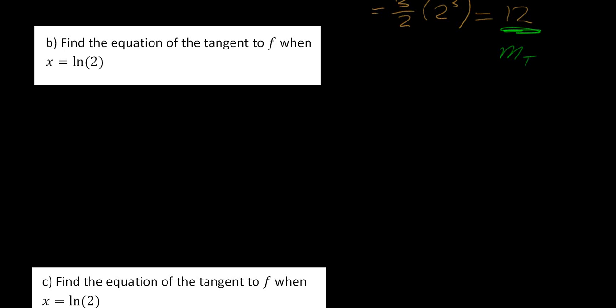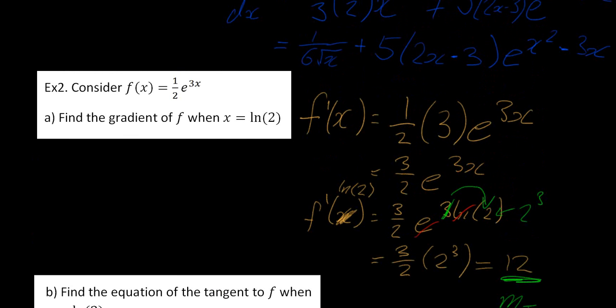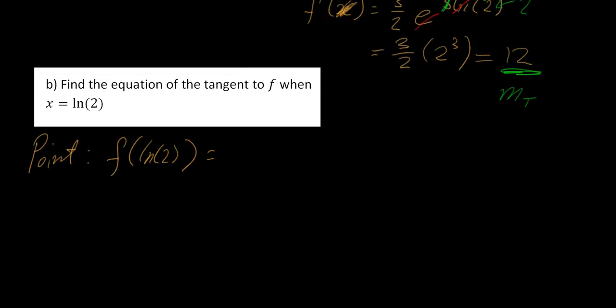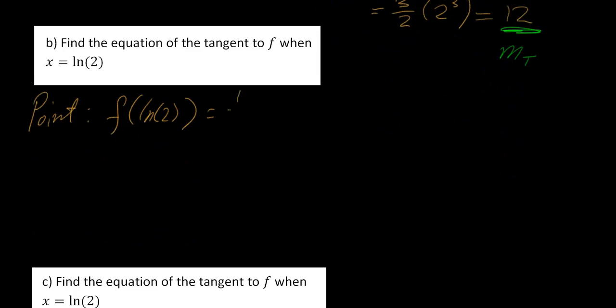What else do you need to find the equation of the line? Well, you're going to need a point over here, so that's what we're going to find out. So for your point, you're going to sub a value back into the original f function, ln2. Okay, and f was, what was it? It was this one over here, half e to the 3x. So half e to the 3x, now x is ln2, so 3 ln2.